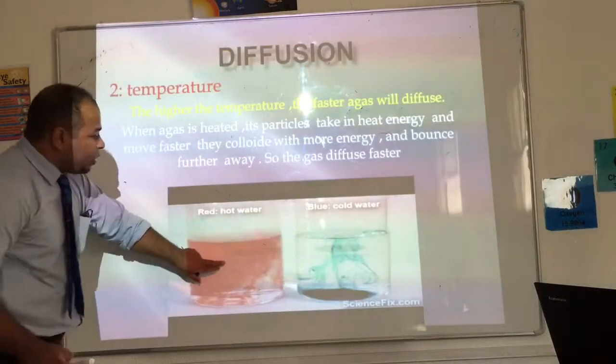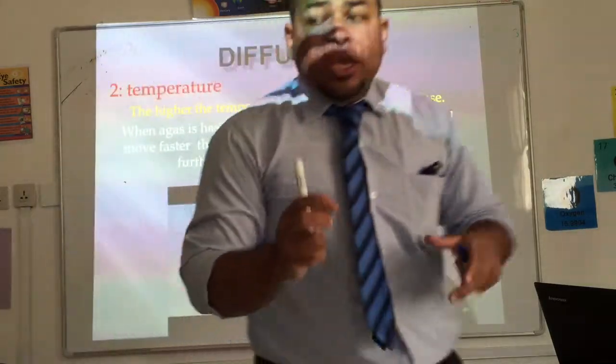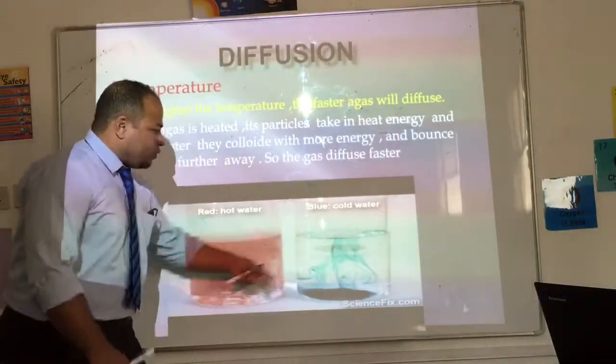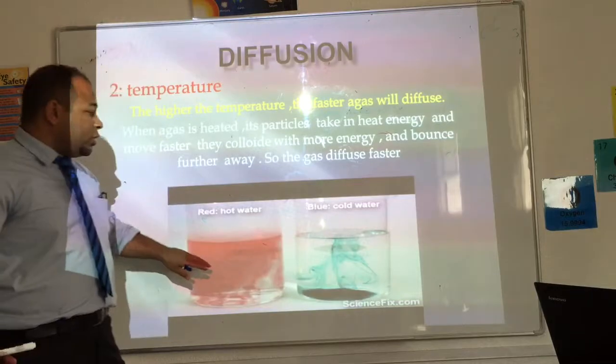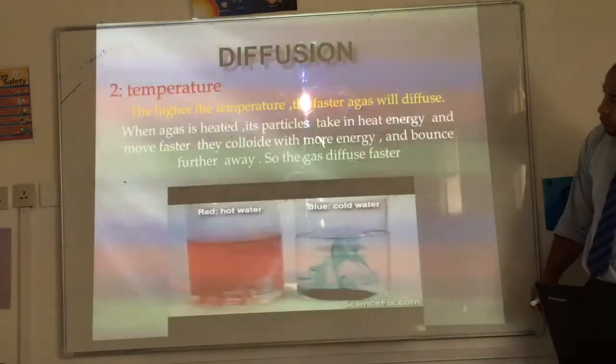You can see here in this beaker hot water, but in this beaker cold water. What do you notice here? In which one is diffusion more? Of course, in the red beaker, diffusion is more than the second. The higher the temperature, the faster gas will diffuse. When gas is heated, its particles take in heat energy and move faster. They collide with more energy and bounce further away, so the gas diffuses faster. Okay? This is about gases. But here, if I have a cold and a hot beaker, the diffusion in the hot one is higher than in the lower one. Okay?